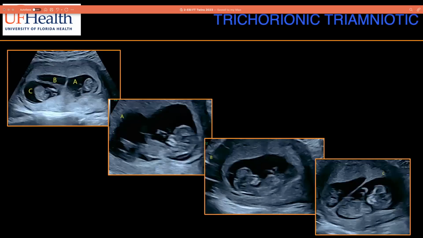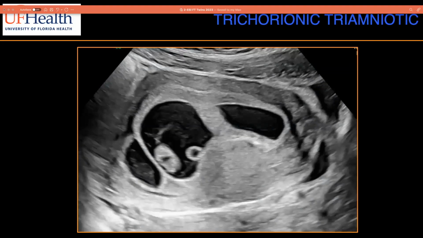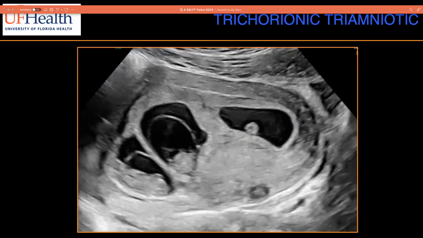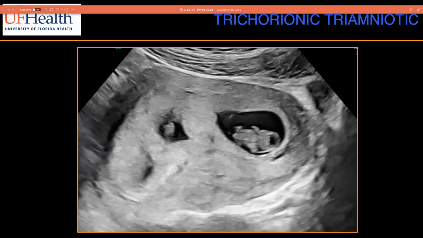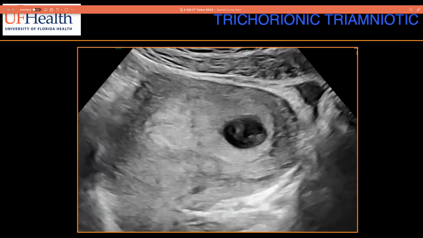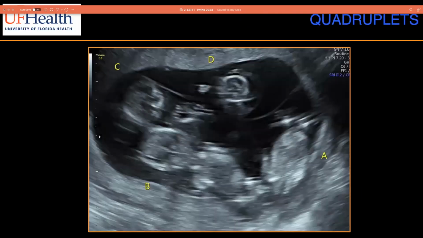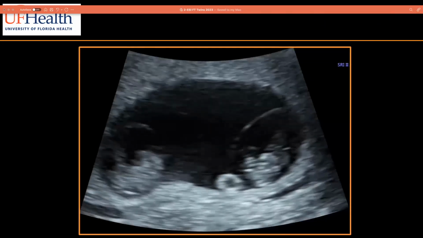Here is another set, and here is a more recent set at an earlier point in gestation. Again, clearly see the differentiation and the lambdas between all 3 of them. And this was a set of quadruplets, very difficult to see, very thin separation. So these did contain a monochorionic set.